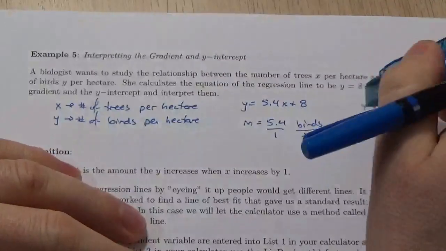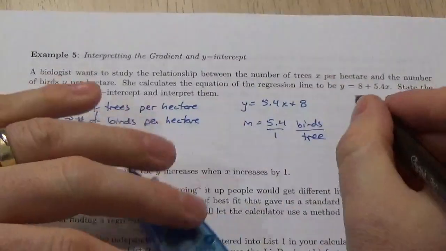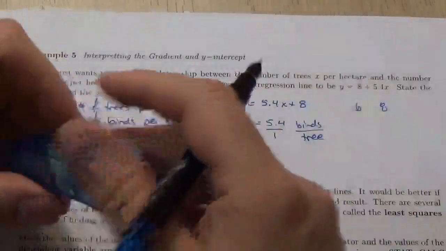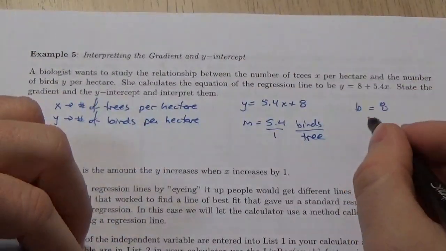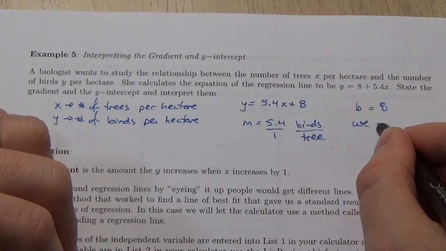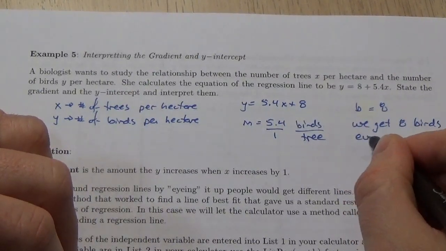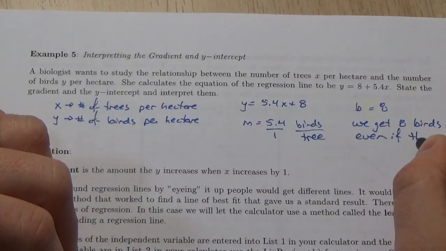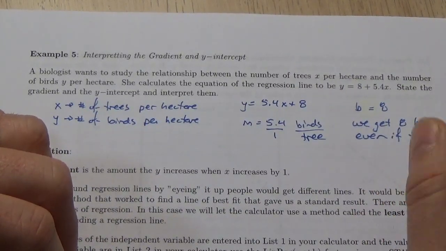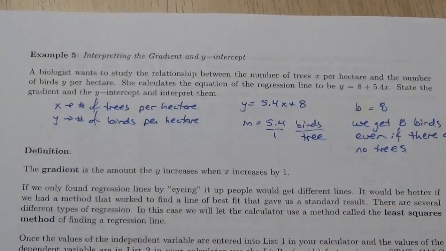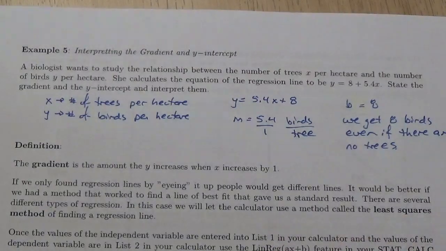The y-intercept, B, sorry, I should have used a different symbol for that. I should have used the B. The B is equal to 8 here, and basically what this means is we get 8 birds even if there are no trees. And that's what that relationship would imply.